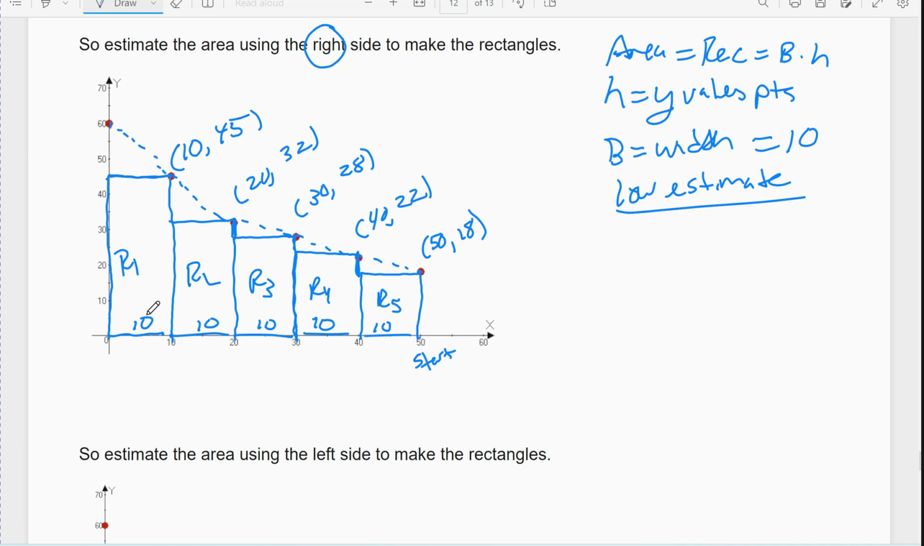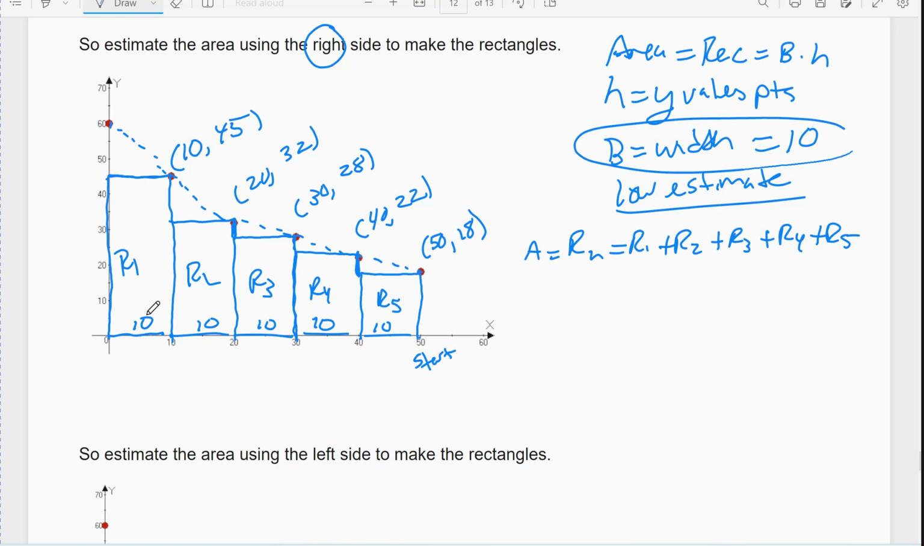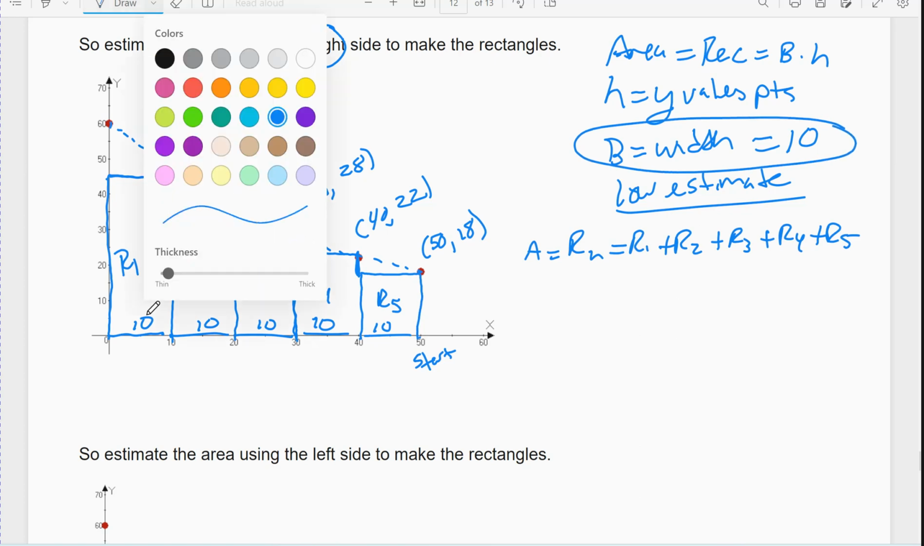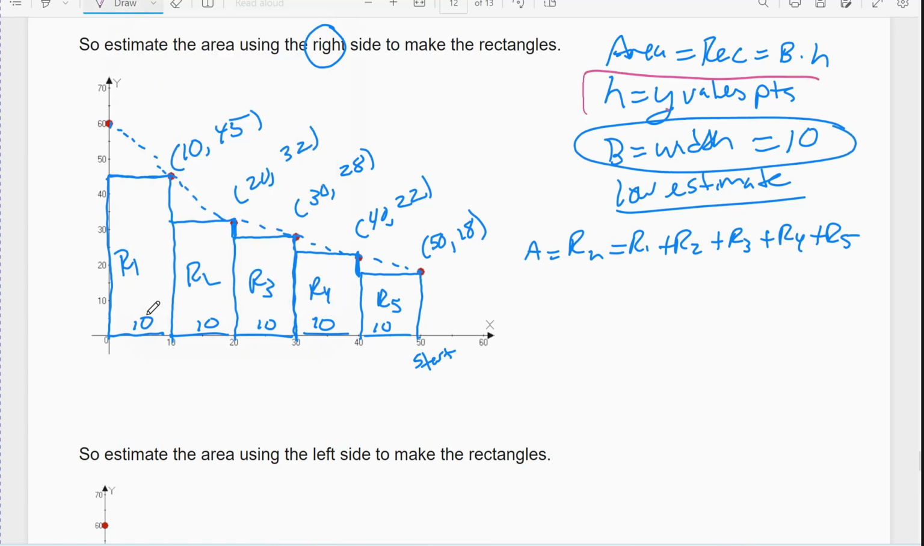All right, so we're going to find the area using the right rectangles. And so we're going to take rectangle 1 plus rectangle 2 plus rectangle 3 plus rectangle 4 plus rectangle 5. The width of each rectangle is 10. The y values give the heights, right? The height of this first rectangle is 45. The height of the second rectangle is 32. The third is 28. The fourth is 22. And the fifth is 28.